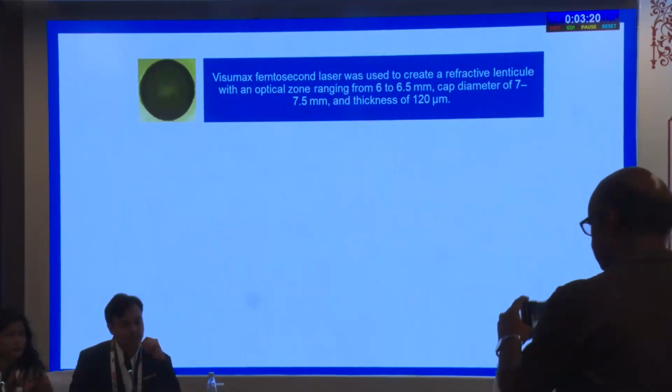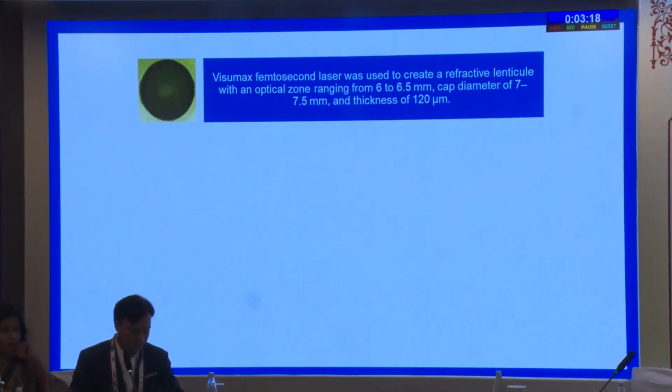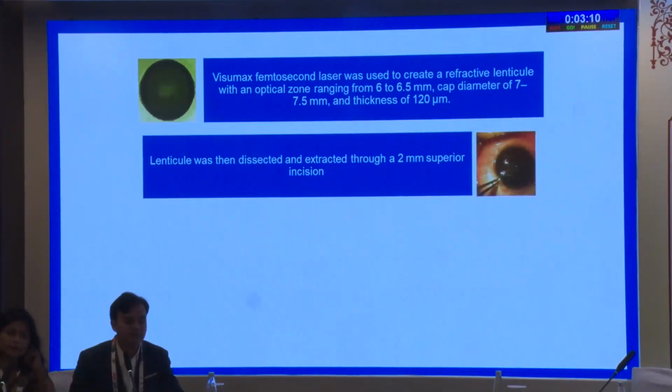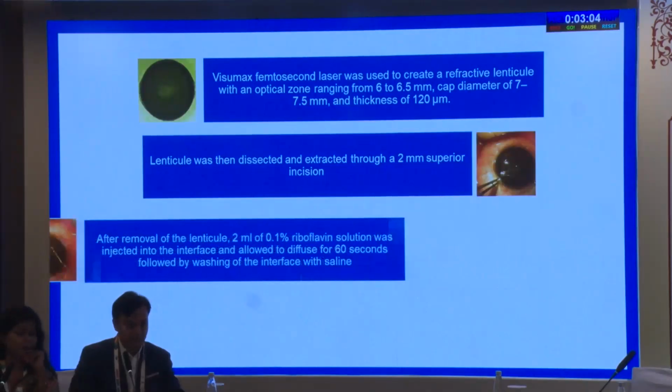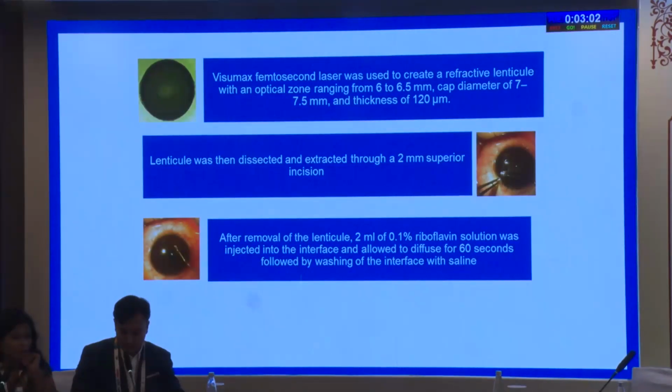The procedure: the Visumax femtosecond laser was used to create a refractive lenticule with an optic zone ranging from 6 to 6.5 with a cap diameter of 7 to 7.5 and thickness 120 microns. The lenticule was then dissected and extracted through a 2 or 3 mm superior incision. After removal of the lenticule, 2 ml of 0.1% riboflavin solution was injected into the interface and allowed to diffuse for 60 seconds, followed by washing the interface with saline.